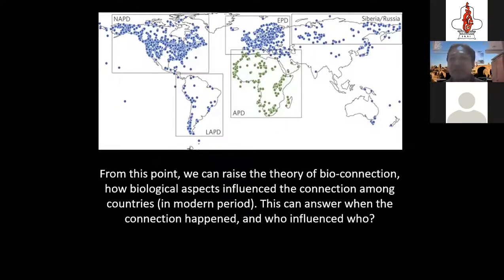So this is a good opportunity for us to do research about palynology study. No data is available from our country, from Indonesia. If we do research on palynology study, from this point we can raise the theory about the bioconnections: how biological aspects influence the connection among countries in the modern period. This can answer when the connection happened and who influenced who.